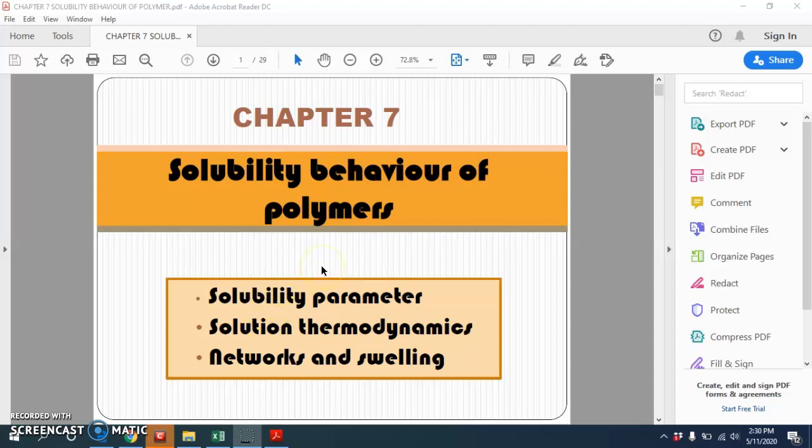Okay, today we cover our last chapter, which is chapter 7, solubility behaviors of polymers. So we will cover the solubility parameter, solution thermodynamics, and networks and swelling.